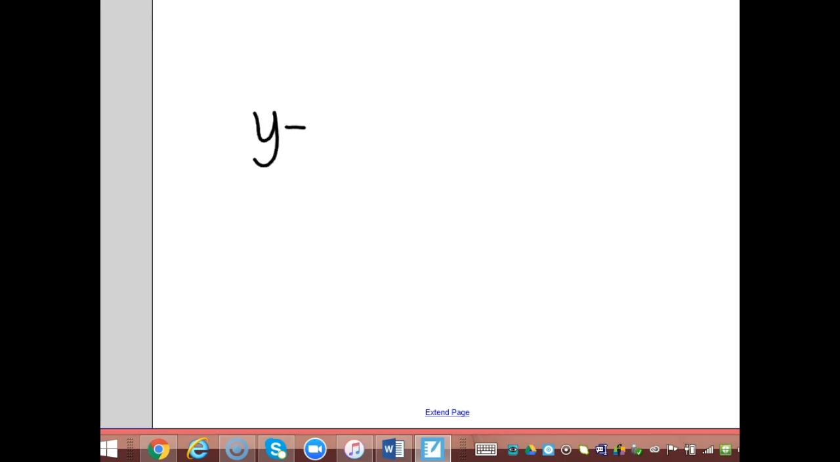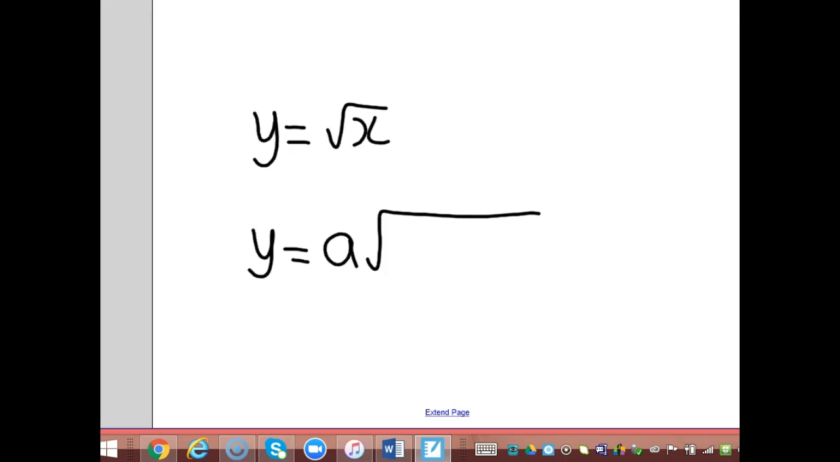So if our typical normal root equation is this, then the transformed one that has any possible transformations on it is going to look like this. And all the A, B, H, and K are all going to do the same things that they do to any other equation.